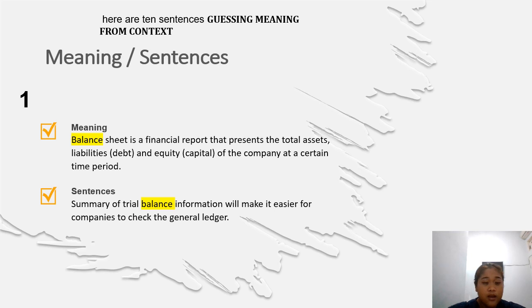Number 1. Balance sheet is a financial report that presents the total asset, liability, or debt, and equity or capital of the company at a certain time period. Sentences: summary of trial balance information will make it easier for a company to check the general ledger.